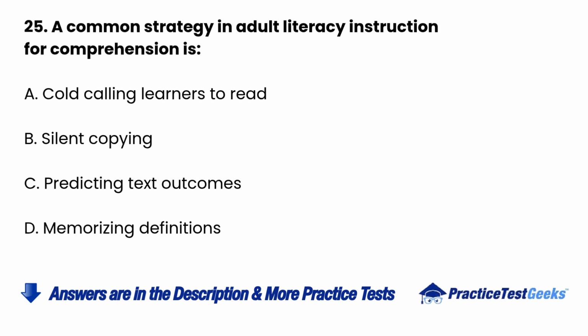25. A common strategy in adult literacy instruction for comprehension is A. Cold calling learners to read. B. Silent copying. C. Predicting text outcomes. D. Memorizing definitions.